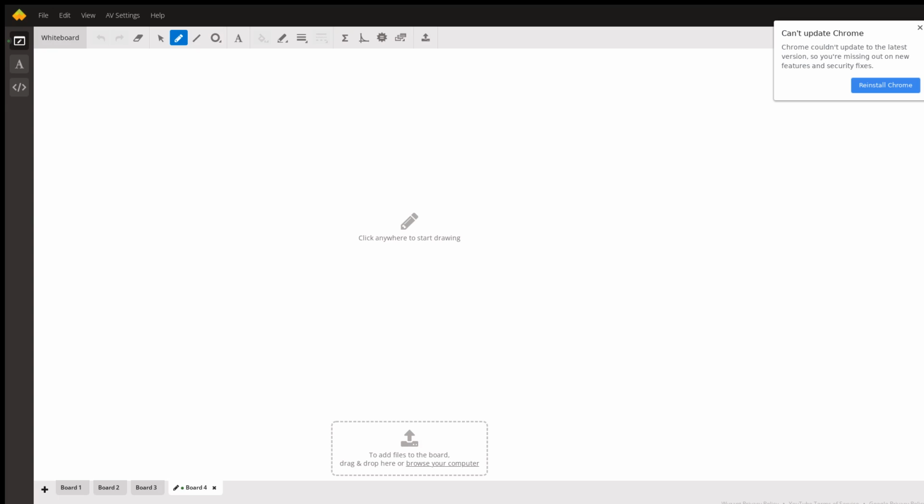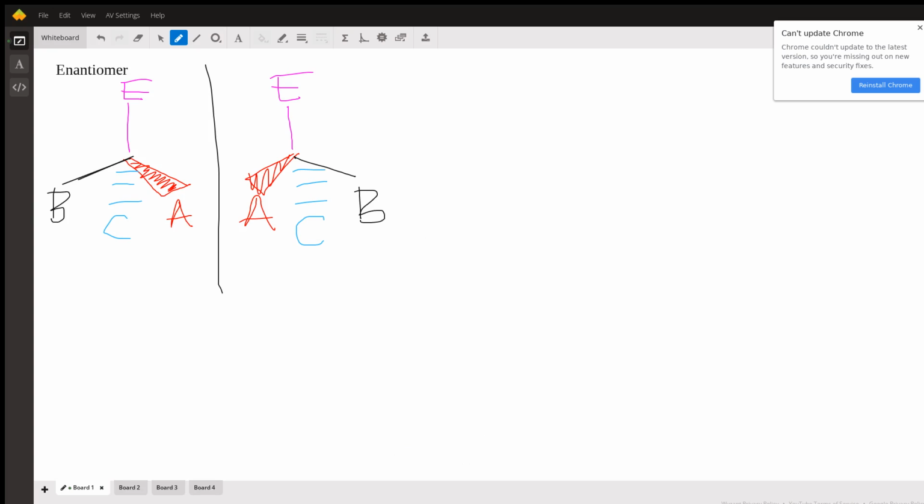Basically, it's pretty simple. All you have to do is understand the difference between an enantiomer, diastereomer, and a constitutional isomer. All right, so let's go to the first one. But first off, you have to understand that all three of those are isomers.